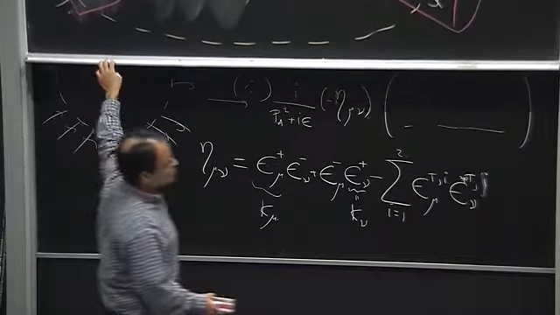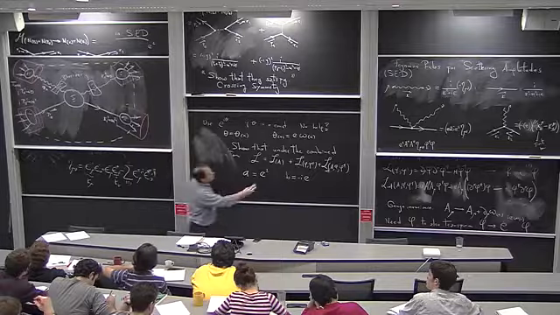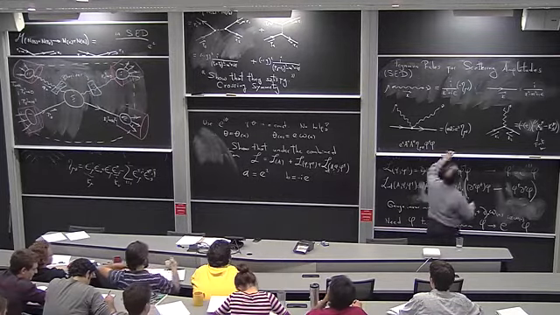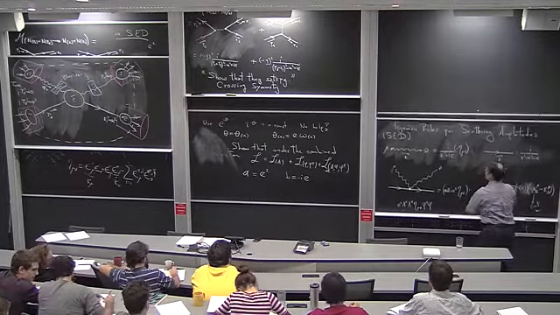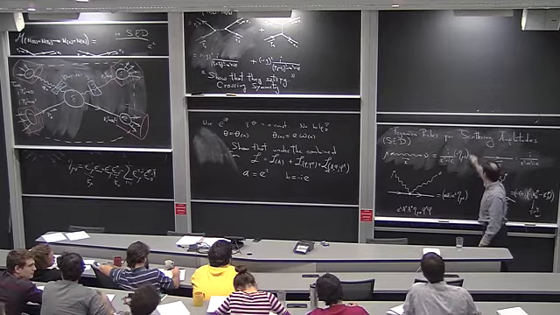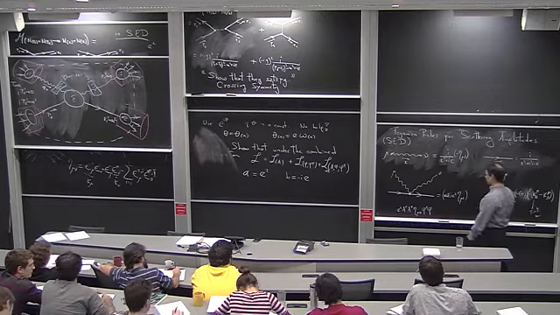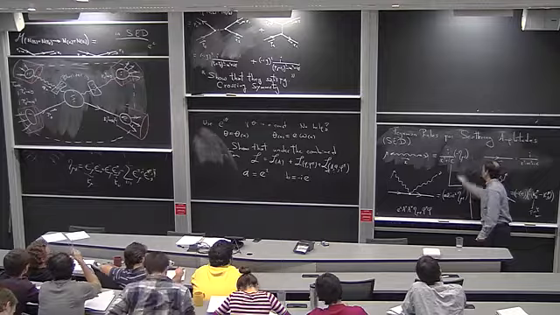Okay. So now we can complete our Feynman rules. And the last rule we need is that for an external, let's put it here.